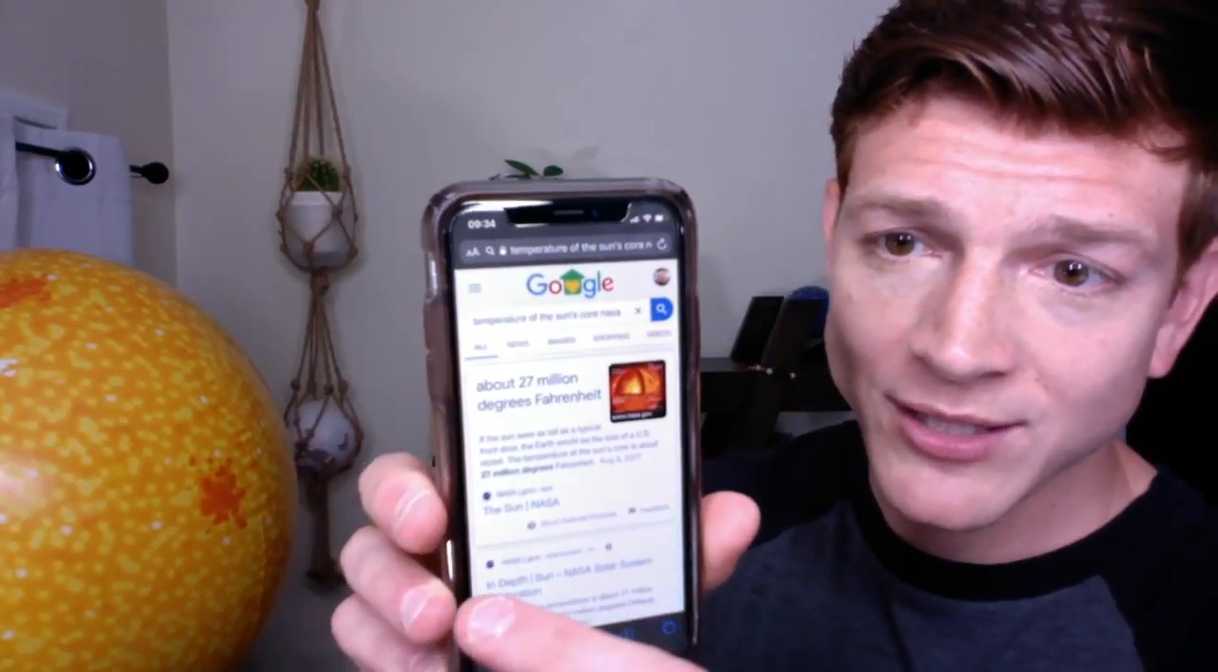Now, temperature of the sun's core. Here we go. You've got to make sure when you're looking it up that you find it from a place that knows what it's talking about, like NASA. You can type in NASA after your question to hopefully come up with NASA results. So here we go. See how it says NASA right there? The sun, NASA, and it's about 27 million degrees Fahrenheit at the center of the sun, the core. So I was a little bit off by saying it might be the same as the 10,000.